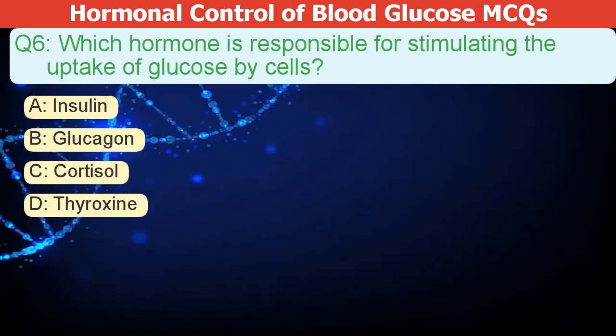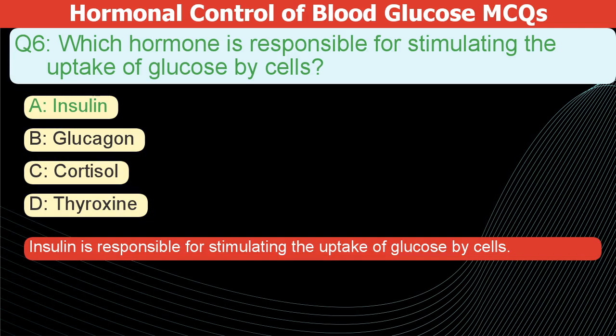Which hormone stimulates glucose uptake by cells? A. Insulin. B. Glucagon. C. Cortisol. D. Thyroxine. The correct answer is A. Insulin is responsible for stimulating the uptake of glucose by cells.